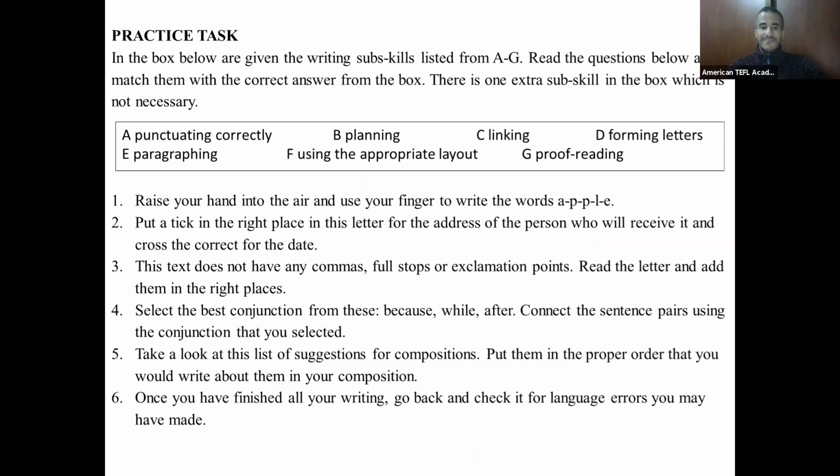Now, this is a practice, and these are what we call the writing subskills. Remember, writing subskills. For reading, we have skimming, scanning, reading for detail, reading for gist, etc. For writing, the subskills, number one, punctuation, paragraphing, planning, linking words, forming letters, using appropriate layout, proofreading.